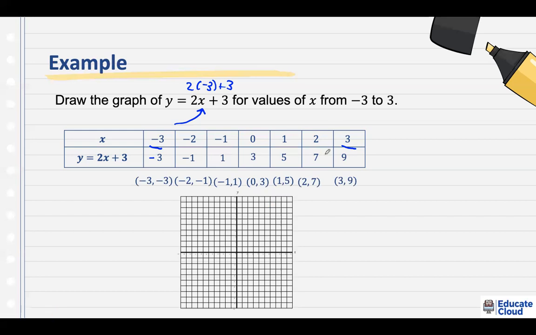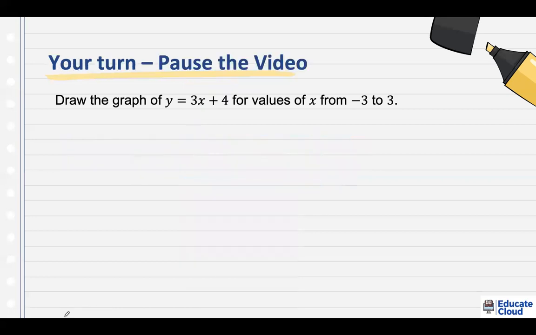So you're going to plot (-3, -3), that you go left by 3 and down 3. So that is your point there. (-2, -1), that's down there. (-1, 1), (0, 3), and so on and so forth. Then you need to just join all those bits up and get your line of y equals 2x plus 3. Okay, so your turn, pause the video, get some grid paper and have a go.